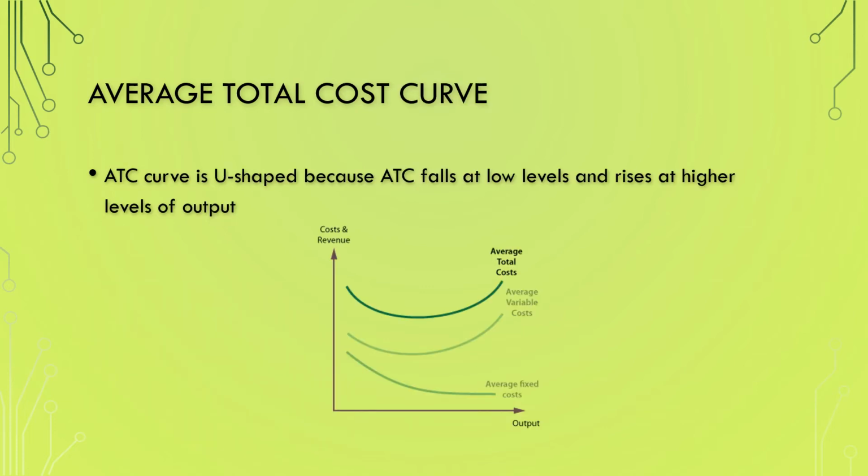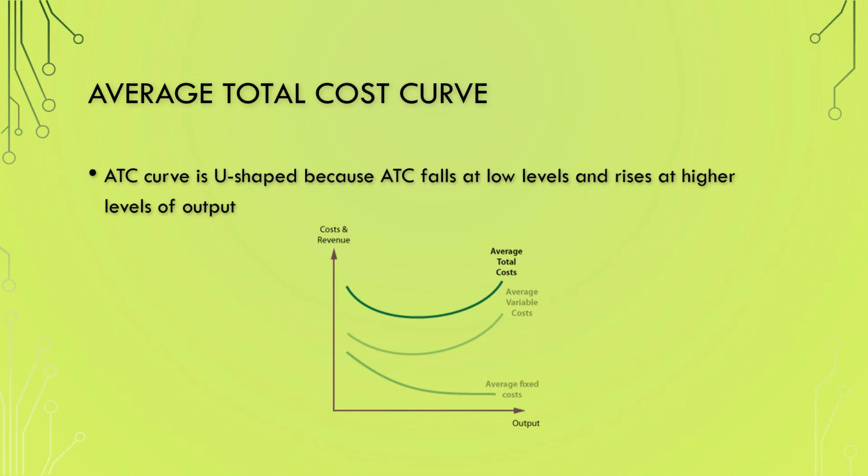Average total cost curve is U-shaped because average total cost falls at low levels and rises at higher levels of output. All right, so another way to solve this, ATC equals AVC plus AFC. Average fixed costs plus your average variable costs equal average total costs. And what's happening here, so why is this U-shaped? It initially decreases, then it plateaus for a little bit, and then it starts to increase again. So why is this?